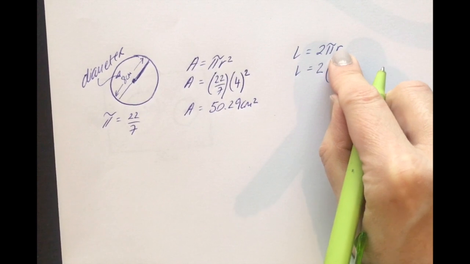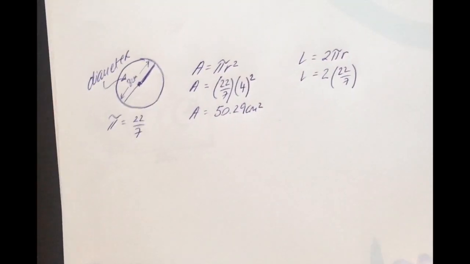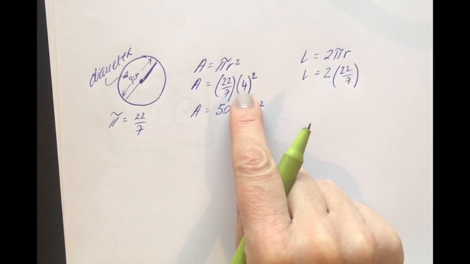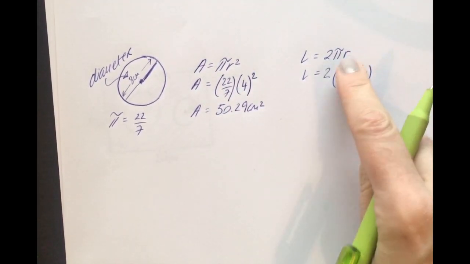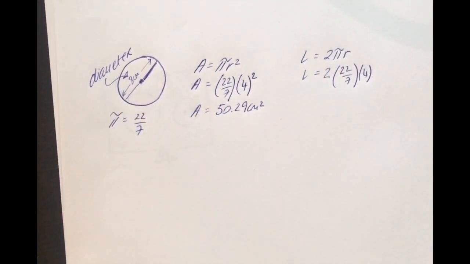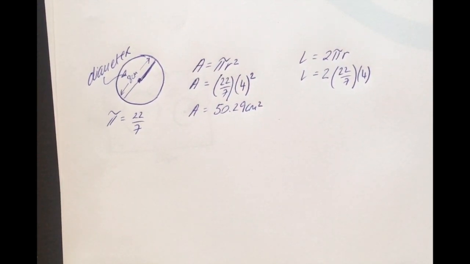And the radius, well, the radius, of course, I figured that out already for my area. The radius is 4. So make sure you're subbing in 4, the radius, and not the diameter. Okay, so be very mindful of that. And now I'm going to sub that all in onto the calculator.